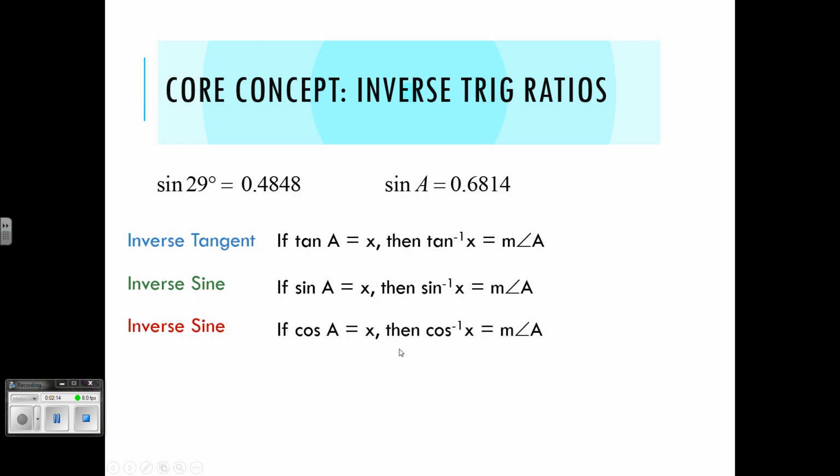And cosine, ooh, that one says cosine. That's a typo. This should be cosine. Sorry. Inverse cosine. If the cosine of A is equal to x, then the cosine inverse of x is equal to the measure of angle A. So make sure you have all of this written down on your notes, and then we're going to go take a look at how we can use our calculator to figure these things out. Let's do it.